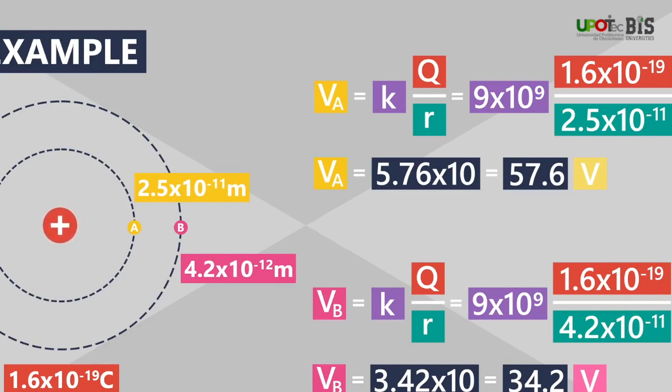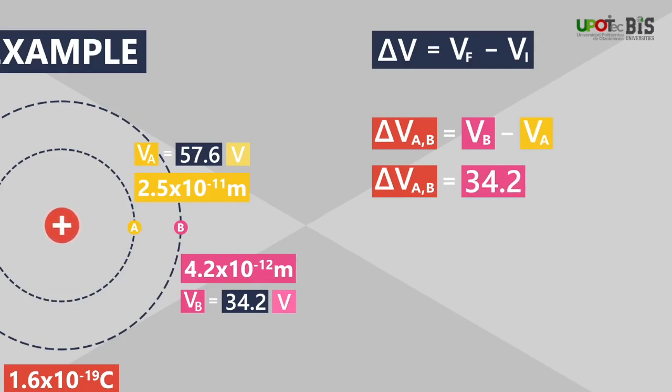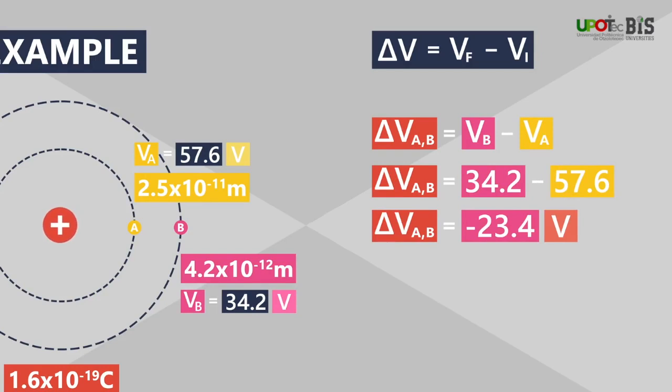Now, first we are going to calculate the potential difference as we move from A to B and then from B to A. In the first case, A is our initial potential and B is our final potential. So the potential difference is going to be the final minus initial potential, or 34.2 minus 57.6, which is equal to minus 23.4 volts. We got a negative potential difference, or as we go from A to B, the potential decreases.